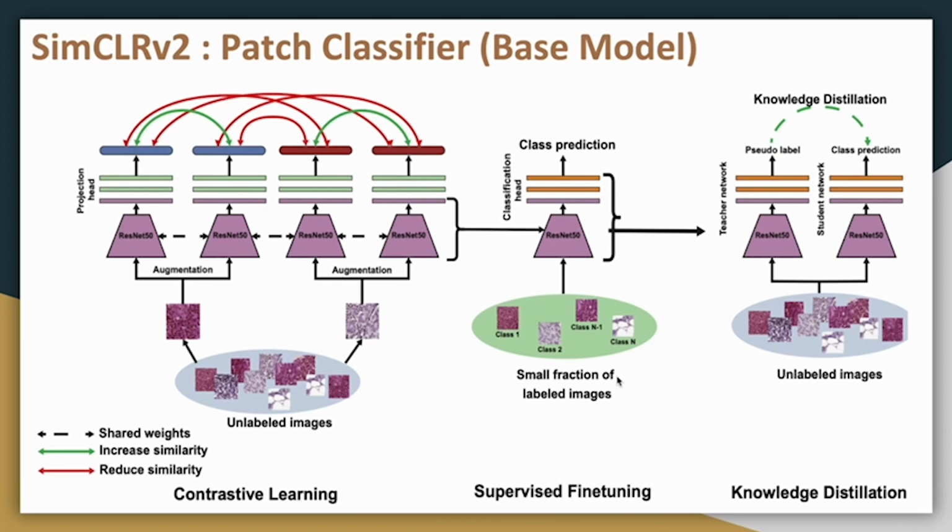It has 400 lymph node whole slide images taken from breast cancer patients. We use SimCLR v2 as our base model. SimCLR v2 consists of 3 main training steps. Initially, a model will be pre-trained on large unlabeled dataset using contrastive learning. Afterwards, the encoder is fine-tuned on a small fraction of labeled data followed by a knowledge distillation step.